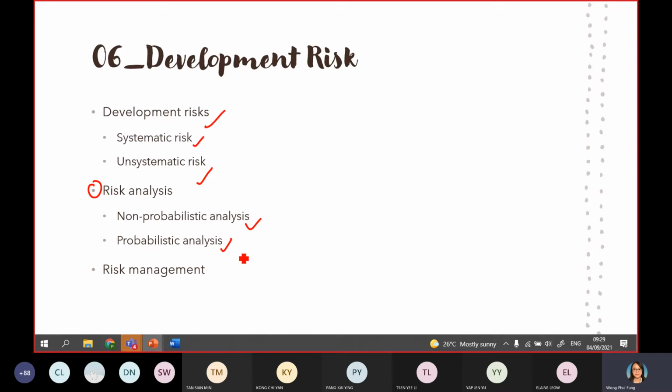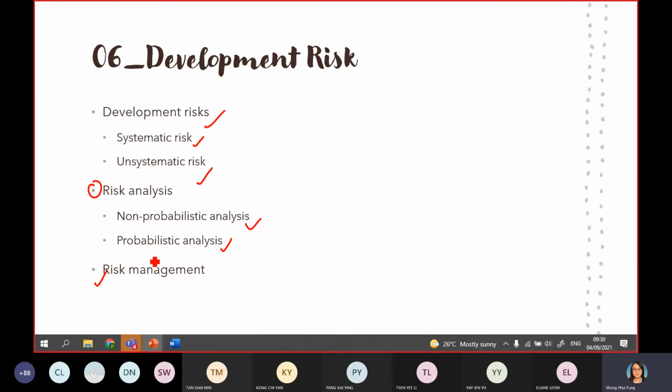And we also learned about how to conduct the probabilistic analysis, which is the certainty equivalent. So for this one, we have one tutorial. You all have learned how to prepare, how to monitor, how to perform the risk analysis. And also in your assignment, you also learned how to do that.